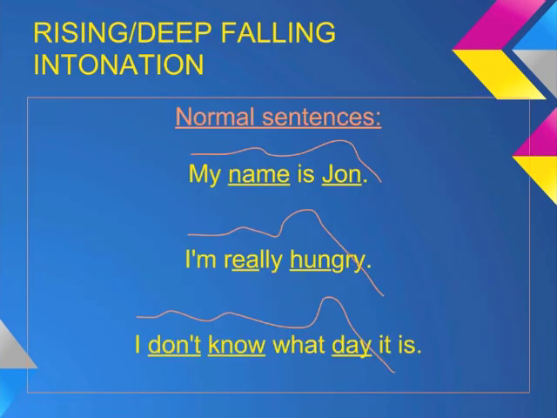Our first intonational pattern is referred to as rising and deep falling intonation. We see this intonational pattern with most typical sentences in English. Notice how the pitch will rise and then deeply fall at the end of the content word. Recall that the focus word is the last content word of the sentence.